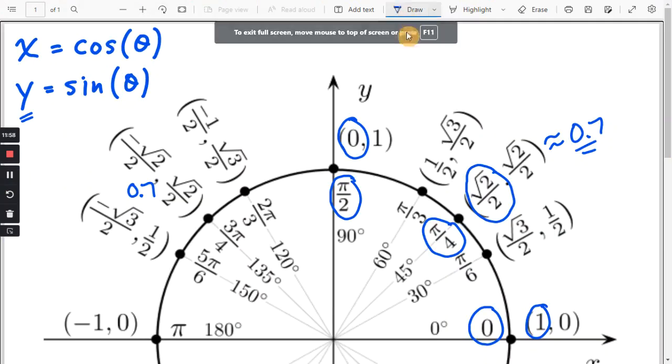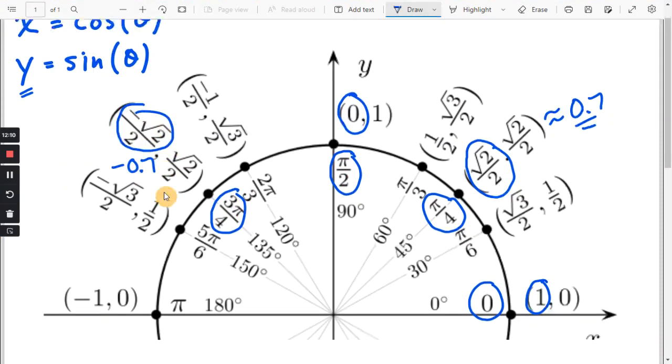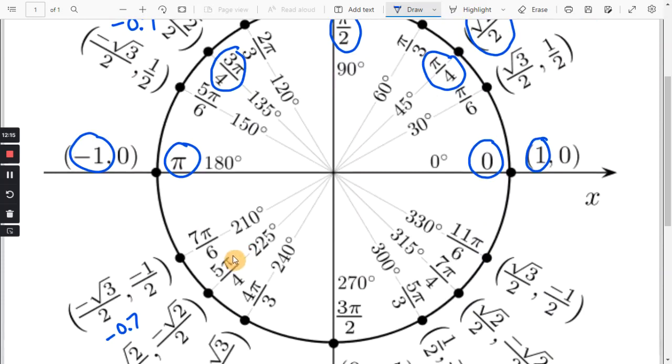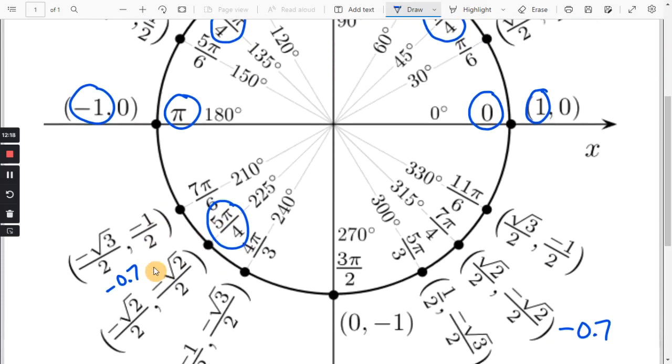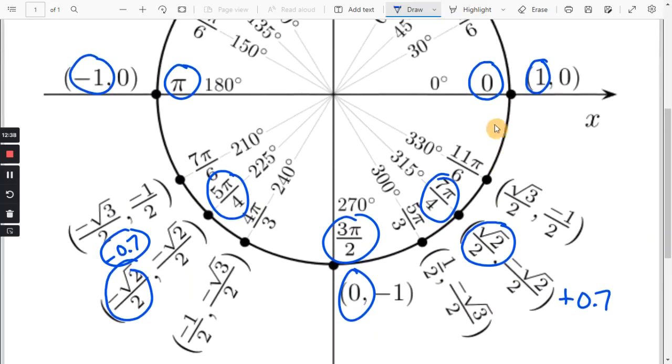All right, so going around the circle here, at 3 pi over 4, the x-coordinate is negative radical 2 over 2, so that's negative 0.7. And then at pi, we have negative 1. And then at 5 pi over 4, the x-coordinate is negative radical 2 over 2, so it's negative 0.7. At 3 pi over 2, the x-coordinate is 0. At 7 pi over 4, the x-coordinate is radical 2 over 2, so that's positive 0.7. And then we're back to 1.